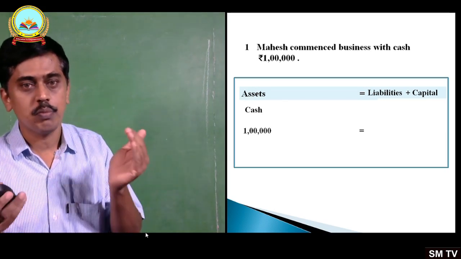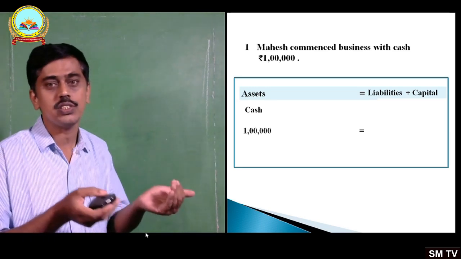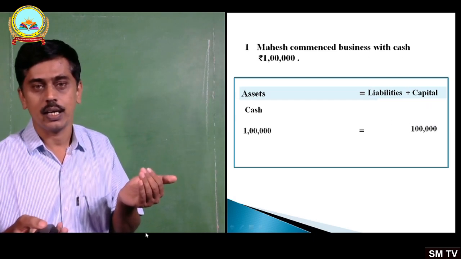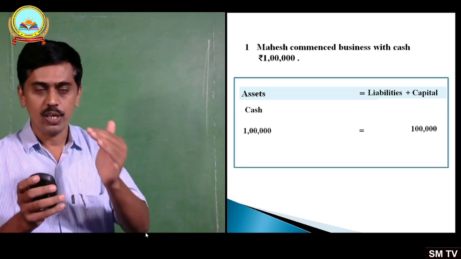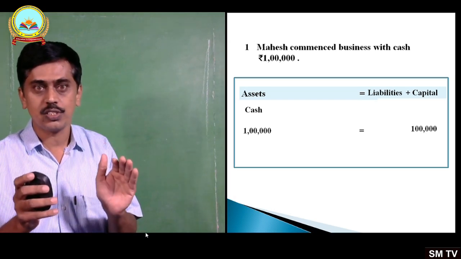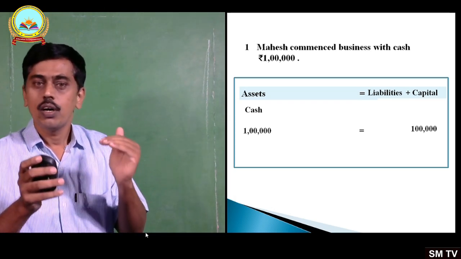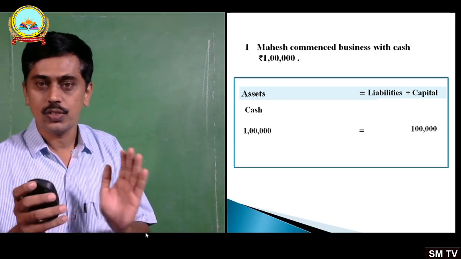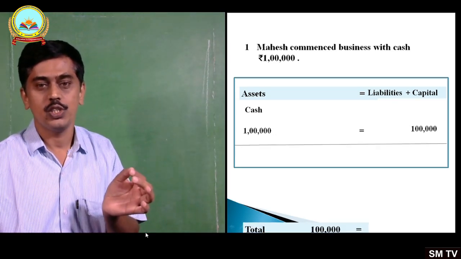And this cash is brought in by Mahesh. Who is Mahesh? Mahesh is the owner. The amount brought in by the owner to start the business is called capital, isn't it? So capital 1 lakh, assets 1 lakh. Simple. Because of this transaction, there is no change in the accounting equation. In fact, this is the first transaction. Assets equals liabilities plus capital. No outside liability here, so only capital 1 lakh and cash 1 lakh. Both the sides are equal, isn't it?